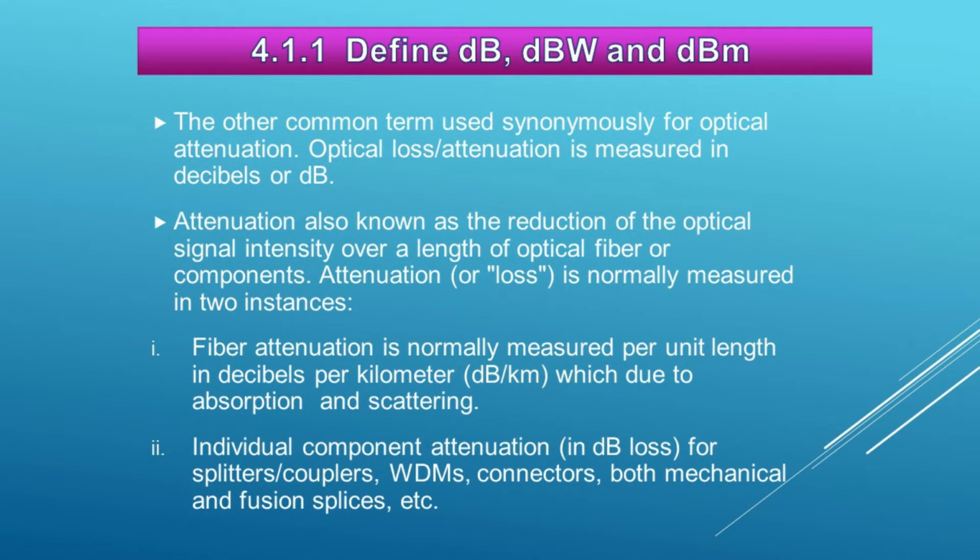Attenuation, also known as the reduction of the optical signal intensity over a length of optical fiber or components. Attenuation, or loss, is normally measured in two instances. Fiber attenuation is normally measured per unit length in decibels per kilometer, which is due to absorption and scattering. Individual component attenuation, in dB loss for splitters, couplers, WDMs, connectors, both mechanical and fusion splices, etc.